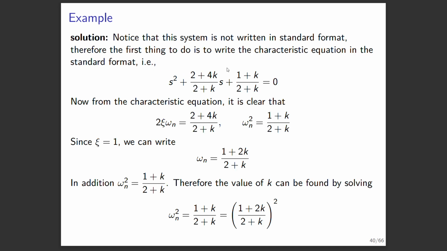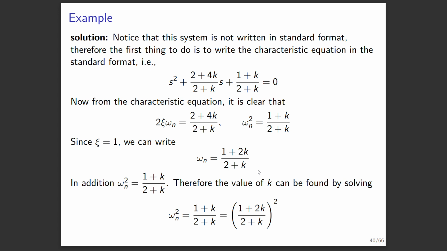So the first step, we write the system in standard format. Then this is going to be 2 zeta omega n. This is going to be omega n squared, right? And zeta is supposed to be 1. So if this is 2 zeta omega n, I substitute zeta equals 1. Therefore, omega n is 1 plus 2k divided by 2 plus k.